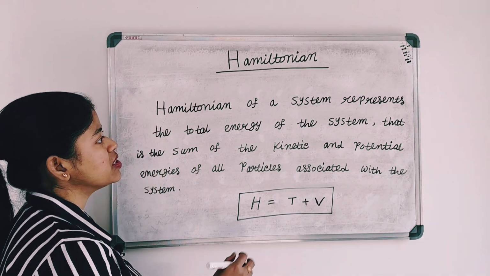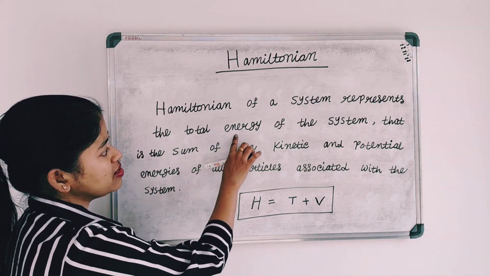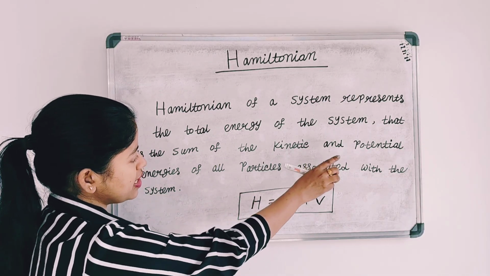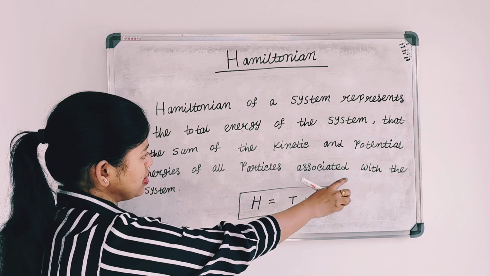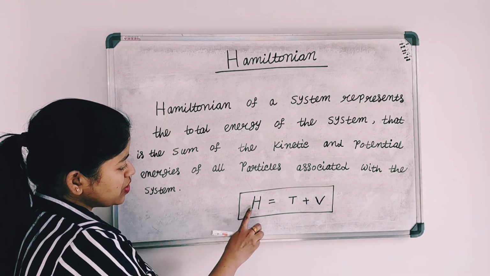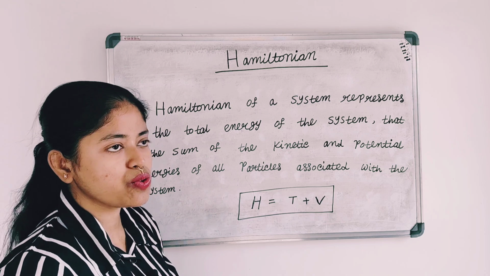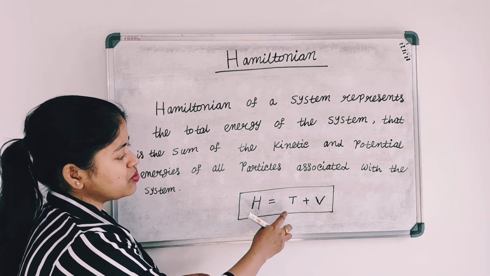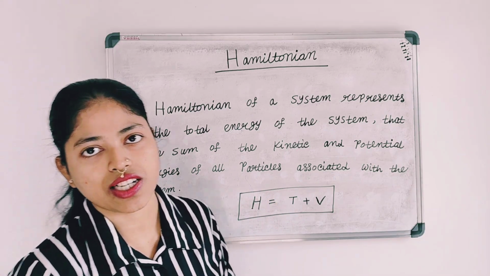So the Hamiltonian of a system represents the total energy of the system, that is, the sum of the kinetic energy and potential energies of all the particles associated with the system. So H is equal to T plus V, where T is the kinetic energy and V is the potential energy.